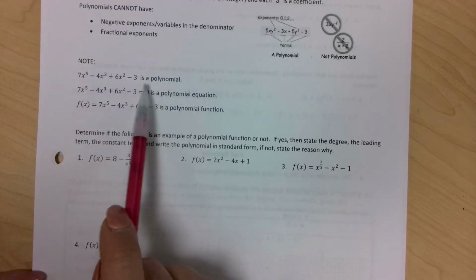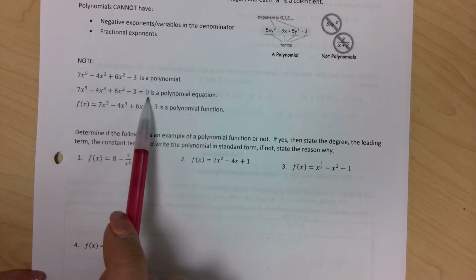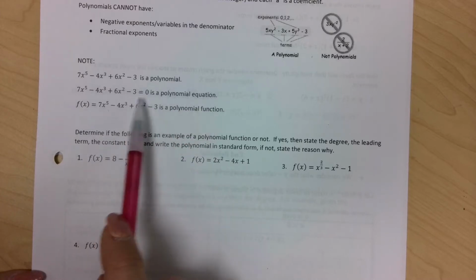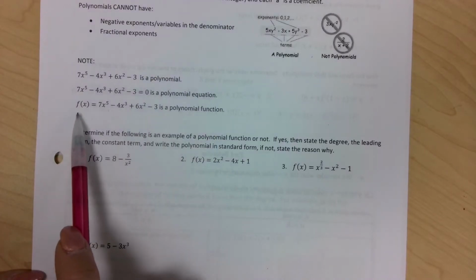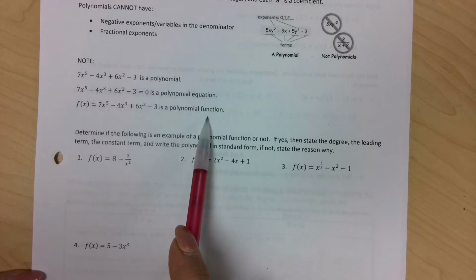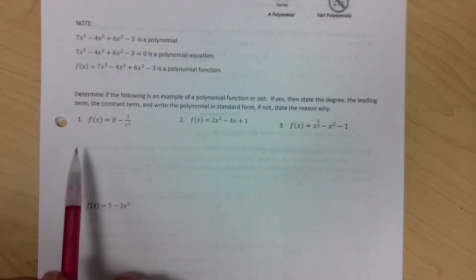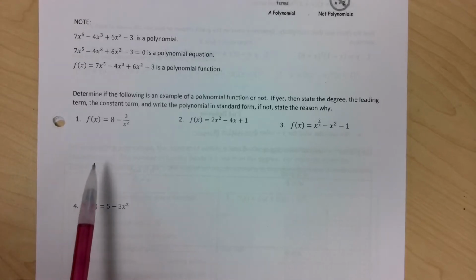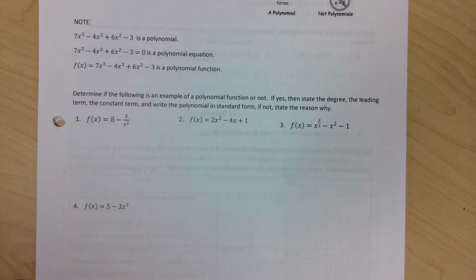So, examples of polynomials. This is a polynomial. Once you set it equal to 0, this is a polynomial equation. And if you begin with f of x or y, this is a polynomial function. So the first thing we're going to do is look at a function and determine if it's a polynomial or not.